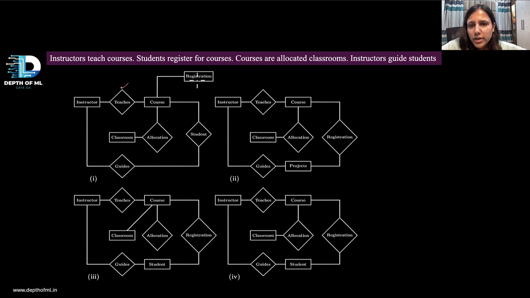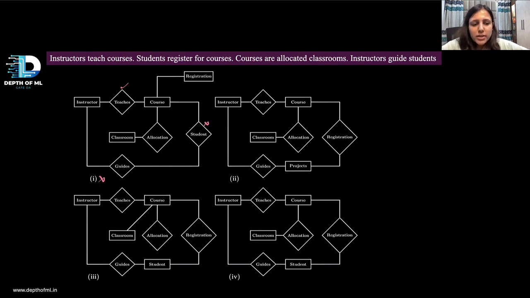So now this registration that they have given, they have given it as an entity, right? But it should be a relationship between the course and the student entity. So also student should be an entity over here. So here this is the flaw. So this is not correct. Student should not be a relationship. It should be an entity. So this option is incorrect.